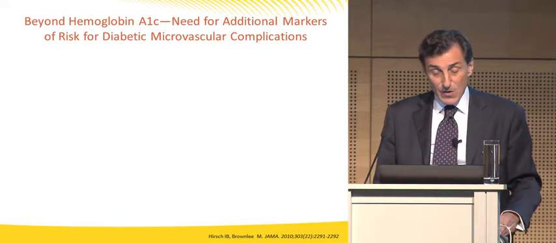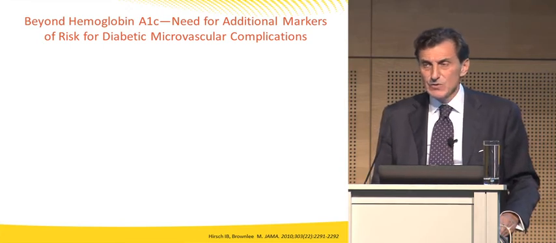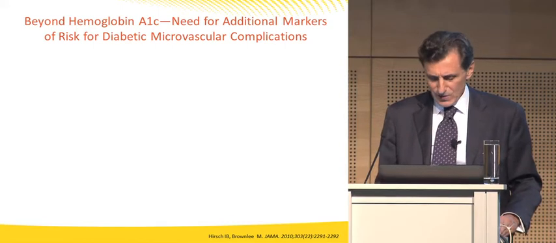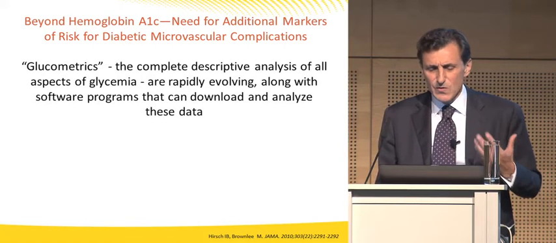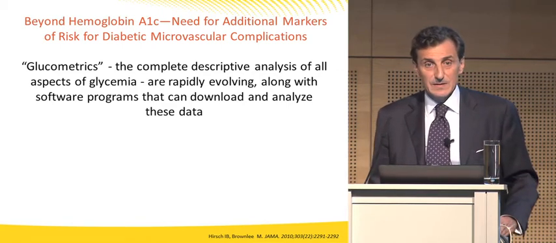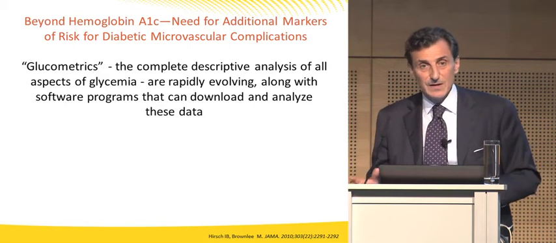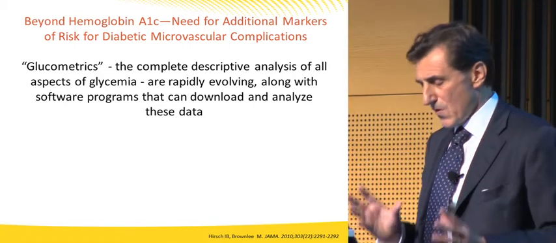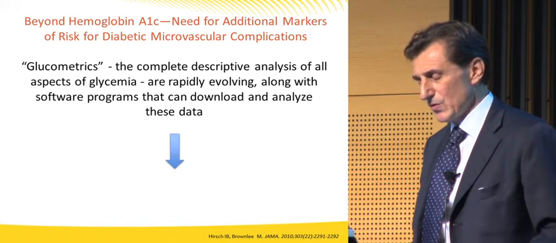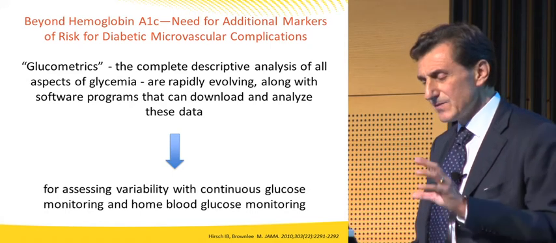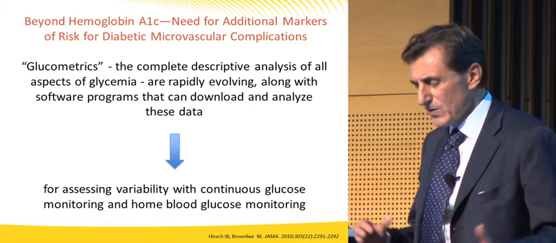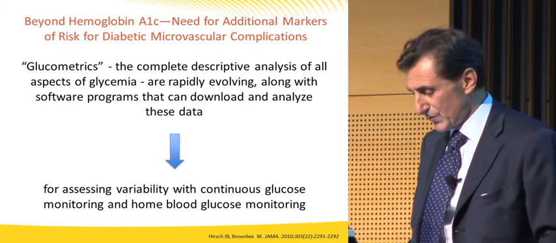Earl Hirsch and Brownlee, some years ago, introduced a new approach to evaluate glucose control in our patients: the concept of glucometrics, which is the descriptive analysis of all aspects of glycemia, not only the fasting or the postprandial or HbA1c, but all the values we can use to understand whether our patient is in good control or not. And this glucometrics approach is important to assess variability with continuous glucose monitors or home blood glucose monitoring.